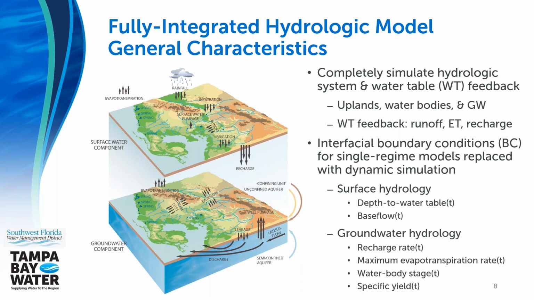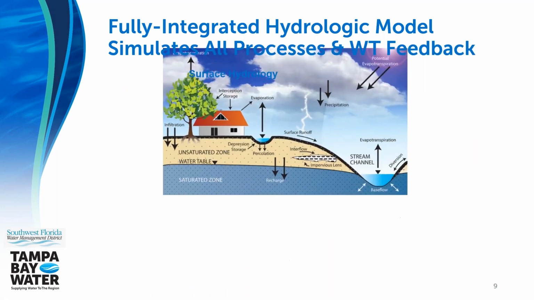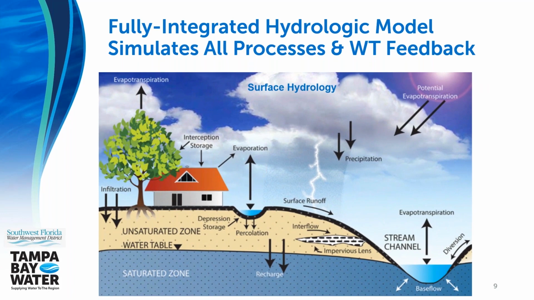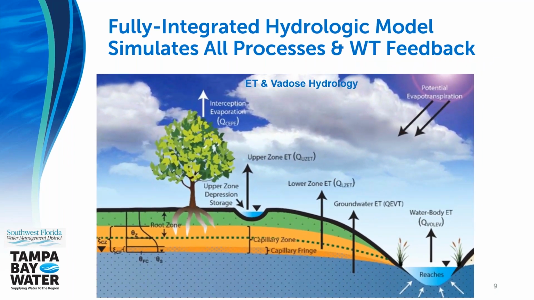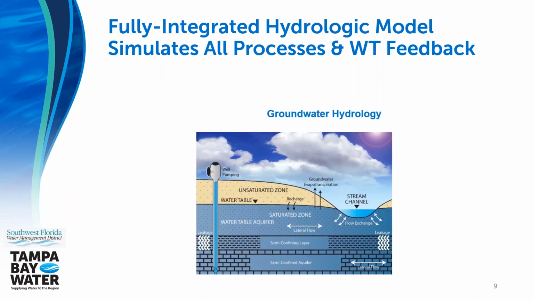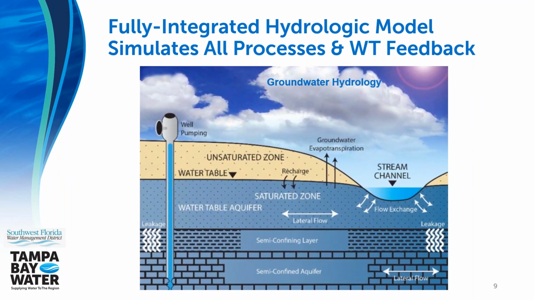Surface hydrology. Examples of these boundary conditions that are replaced include depth to water table and base flow. Examples for a groundwater model include recharge rate, max ET rate, water body stage, and specific yield. These fully integrated models simulate all processes in the water table feedback for surface hydrology, ET in the vadose zone, and groundwater hydrology.